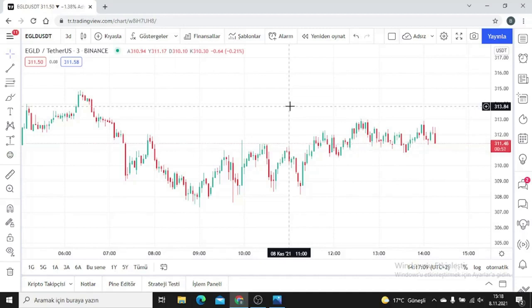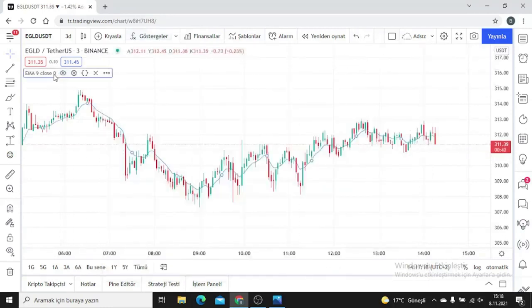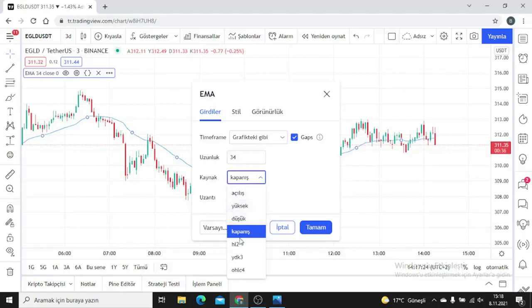First, we open up EMA from the indicators section. We are changing the input settings for this immediately. I change EMA to 34. We do not choose the close as a source, friends. We choose OHLC4. Let me change the color of this right away and enlarge it a bit.